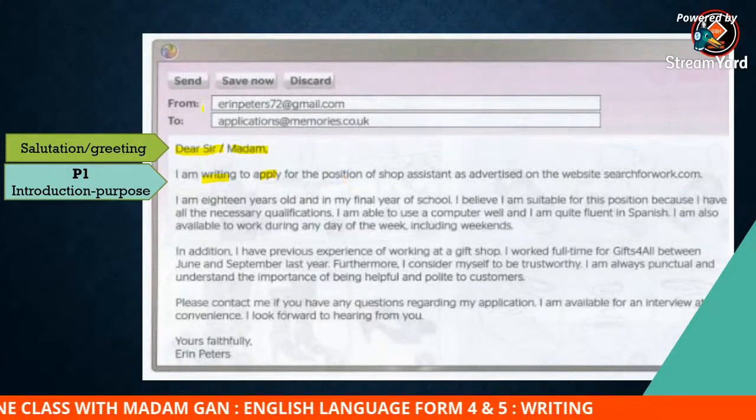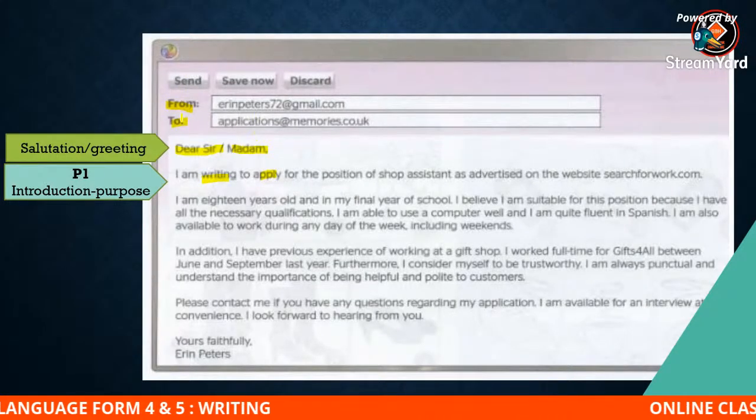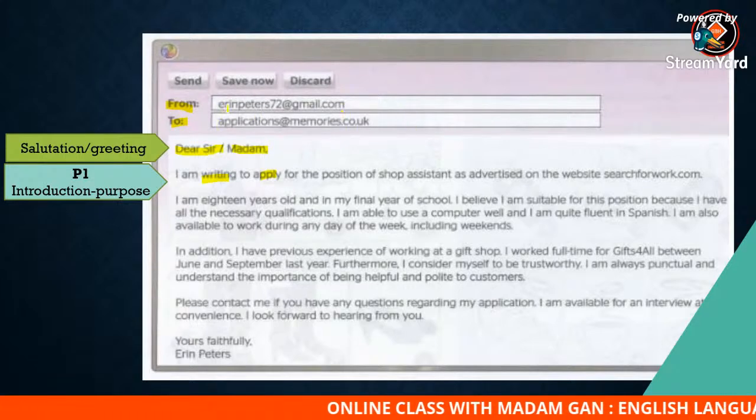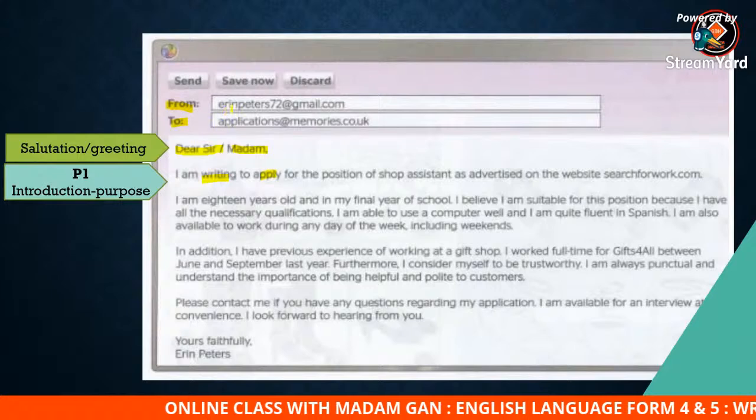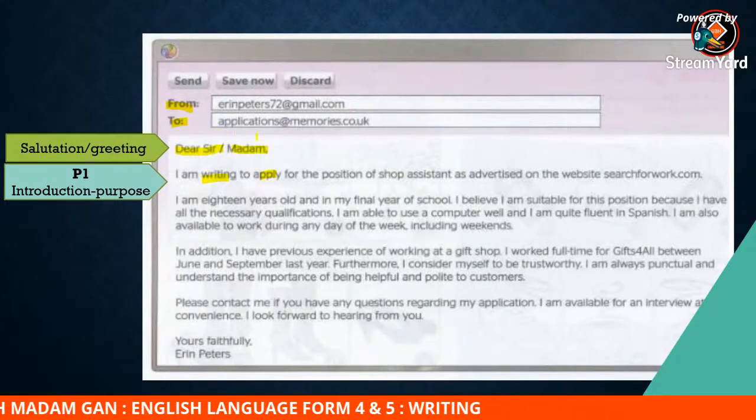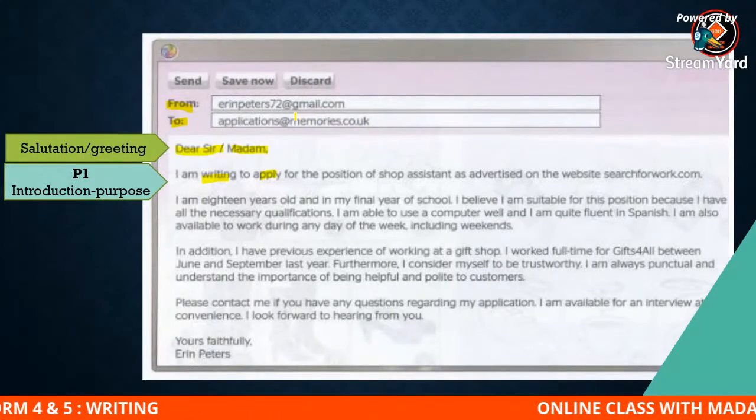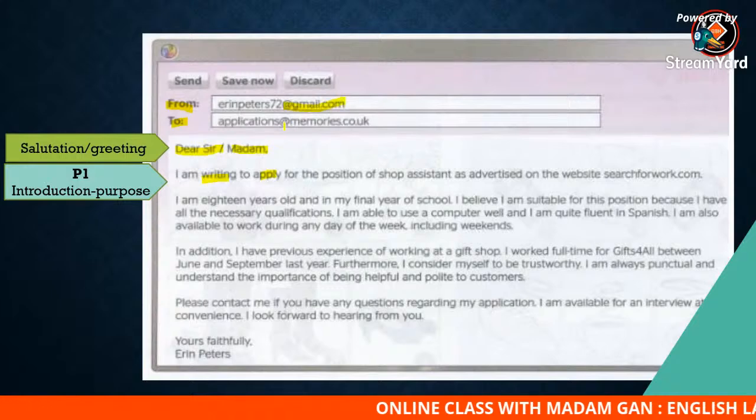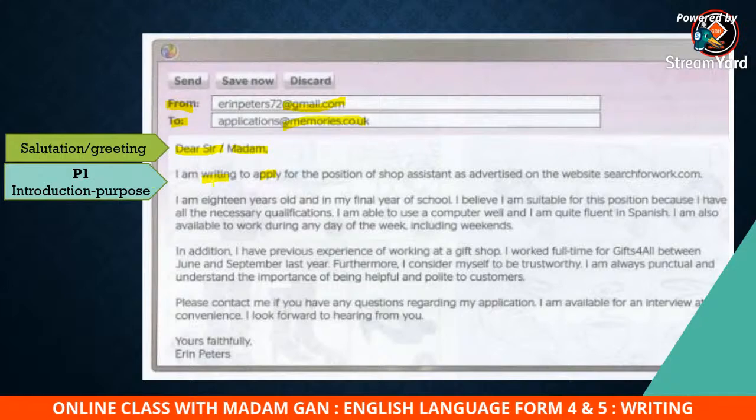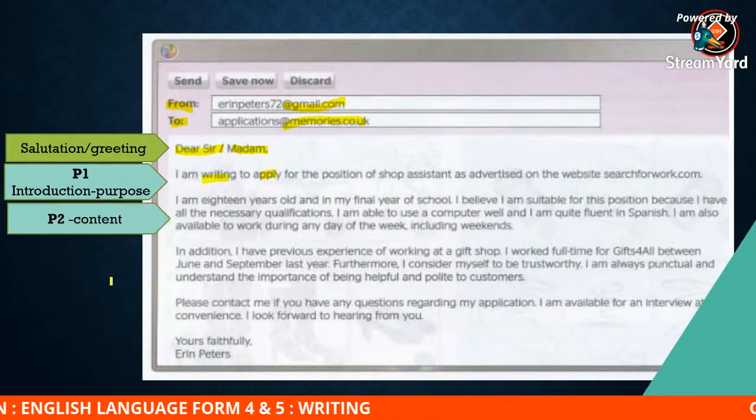Okay, and then before I forget that, for an email, you have the format of from and to. So make sure that you fill up these two blanks or these two boxes. And remember, you can write, for example, Erin Peters 72 at gmail.com to applications at memories.co.uk. Okay, so remember, you have to write the email. Okay, let's continue. Paragraph 1 will be the introduction. So done. I'm writing to apply. So finish. Okay, next. Paragraph 2 will be the content.